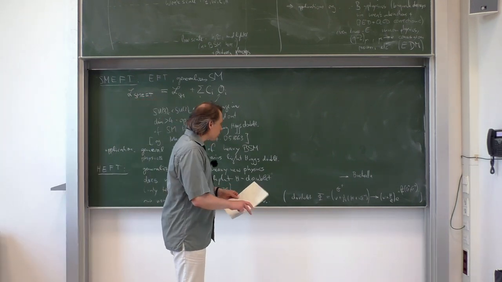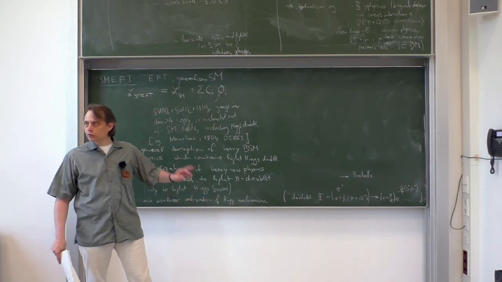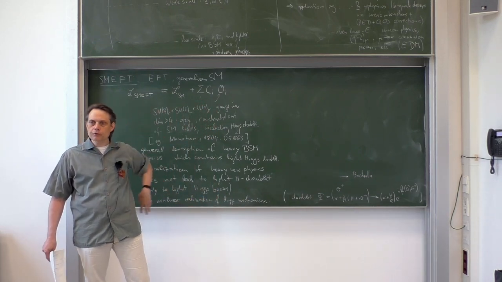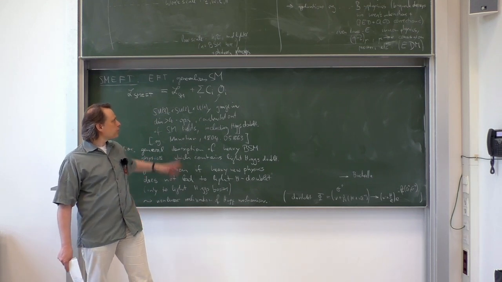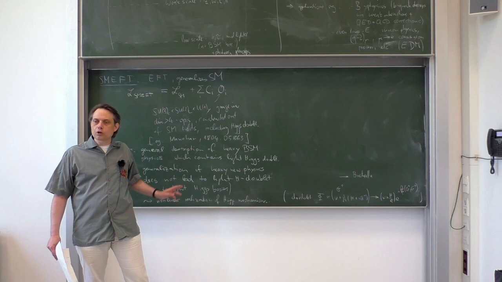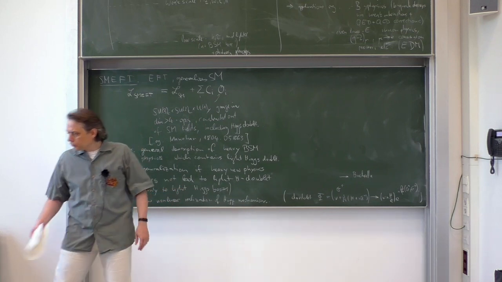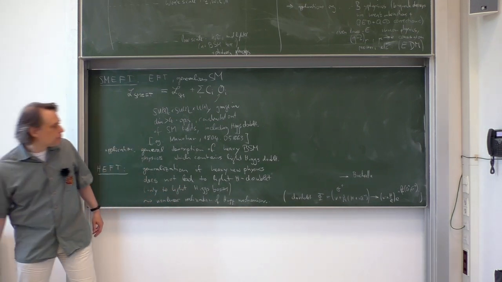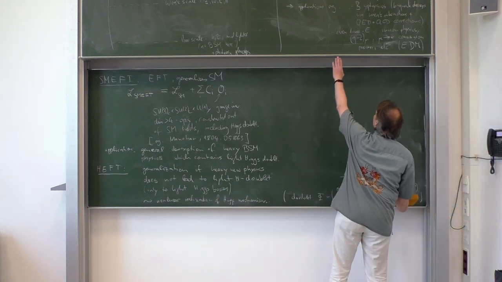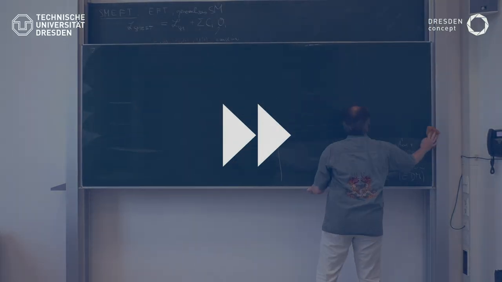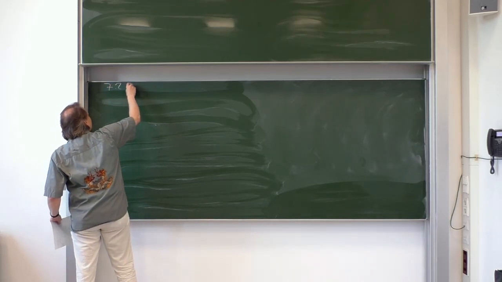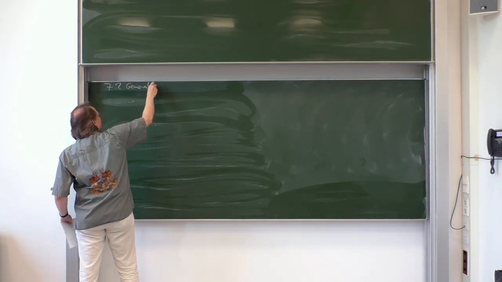Okay, so this is a set of three examples of effective field theories which are actually discussed in elementary particle physics and which contain higher dimensional operators. And now we would look at some details and then calculate a few examples. Okay. So some words about the general structure of all of these theories.